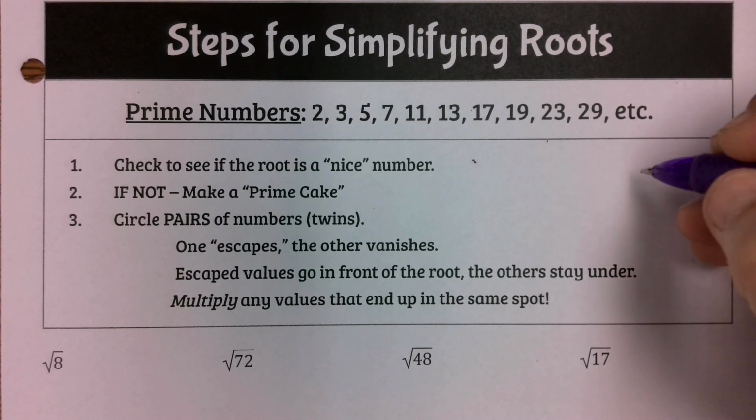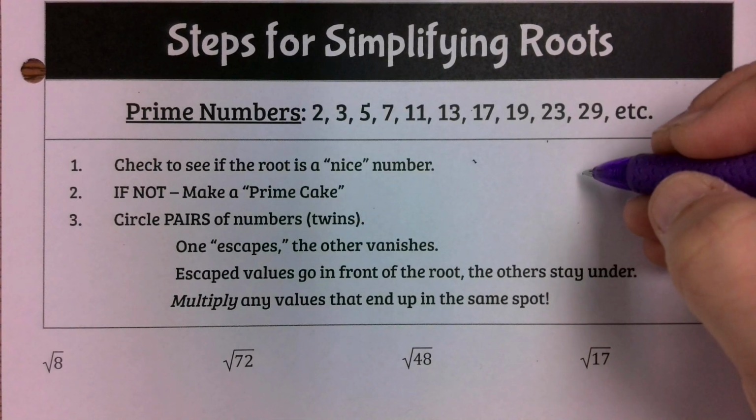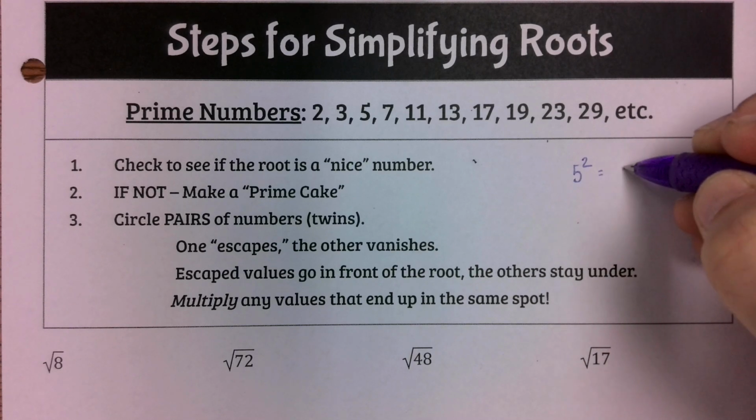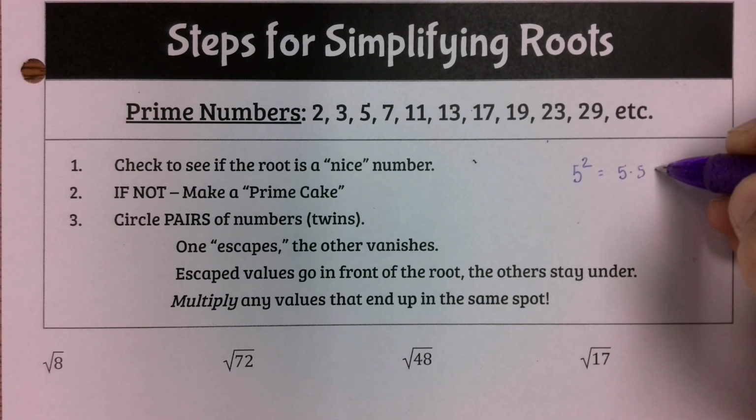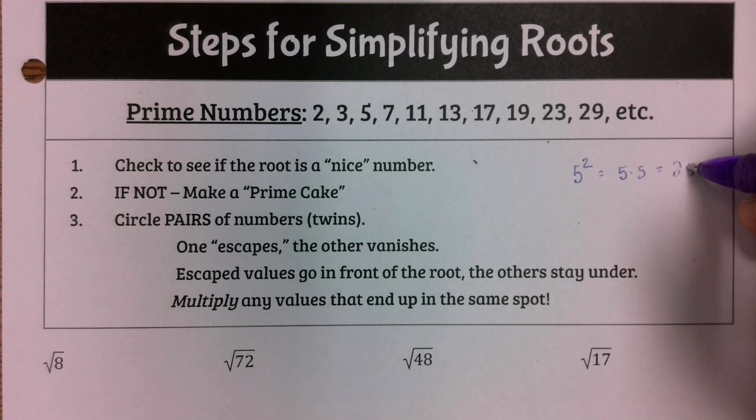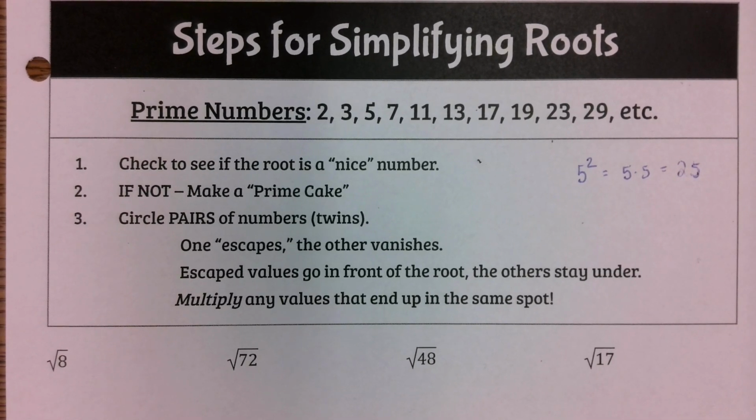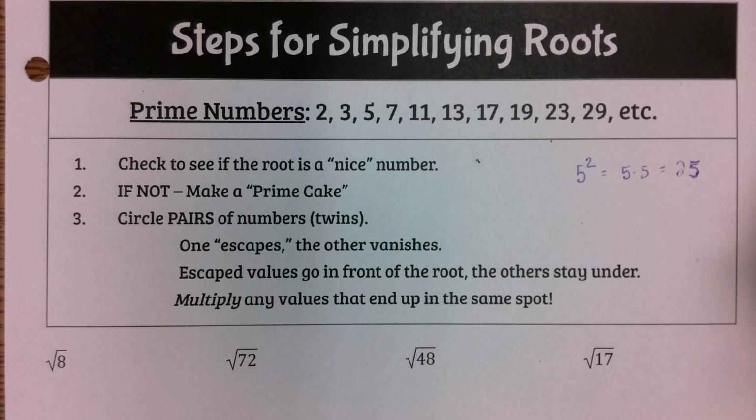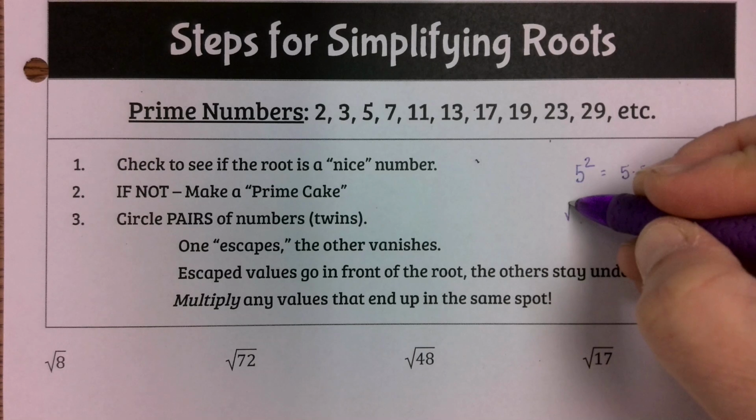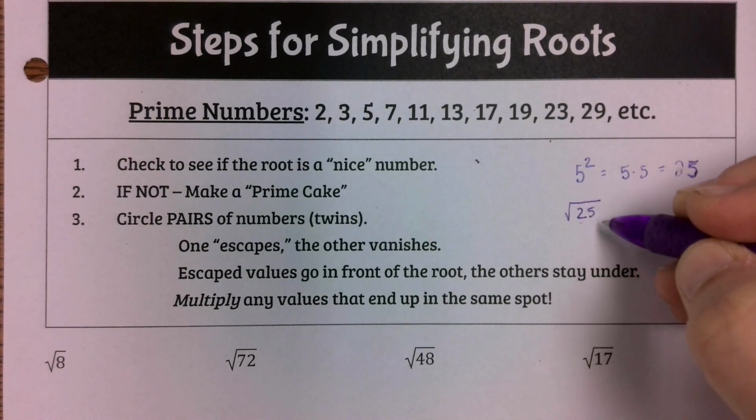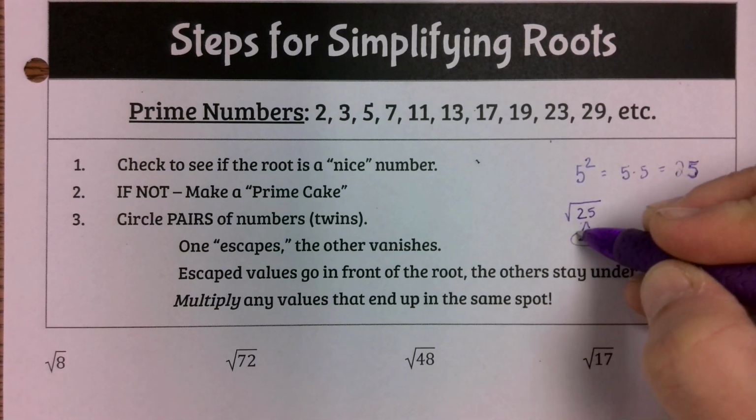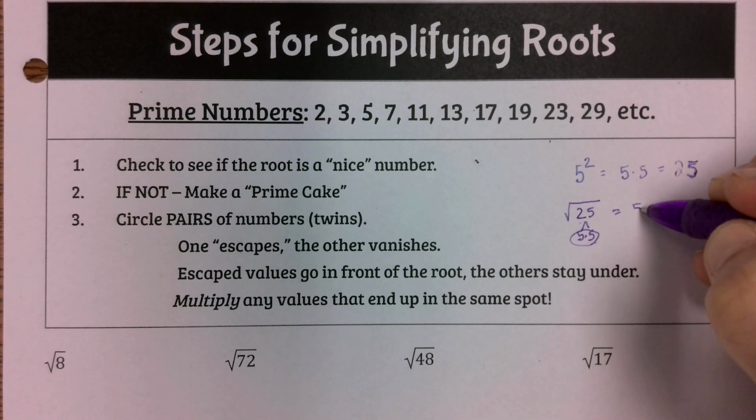Just a quick reminder, if we have a square of something, like 5 squared, that's the same as 5 times 5, and that's equal to 25. A square root is actually the opposite, or inverse, of that operation. Taking a square root, I know that 25 has two 5s that make it up. So those roots are our answer.